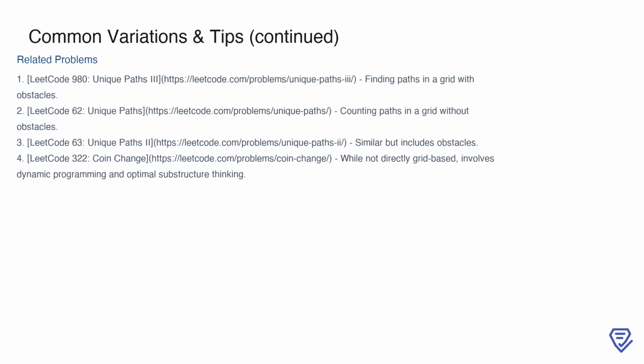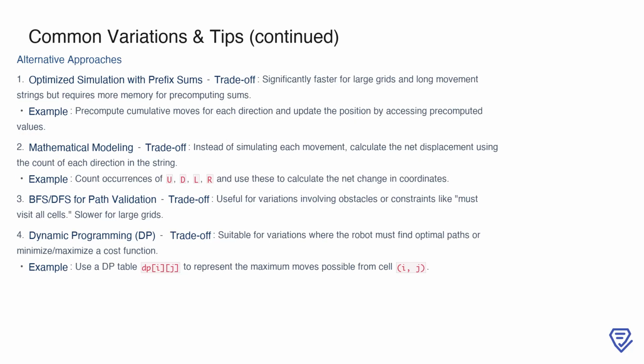When considering alternative approaches, an optimized simulation using prefix sums can significantly improve performance for large grids and long movement strings. By pre-computing cumulative moves for each direction, you can update the robot's position efficiently without redundant calculations. However, this approach does require additional memory for storing the pre-computed sums.